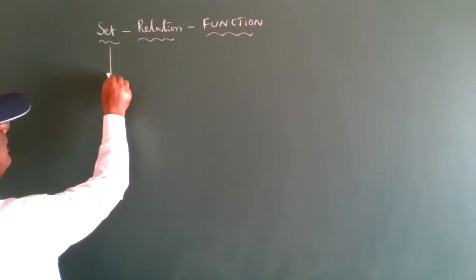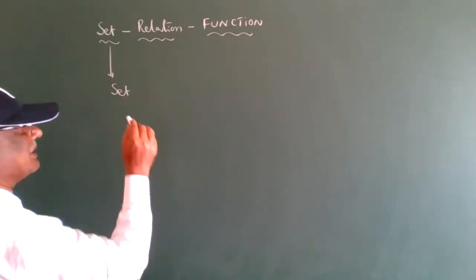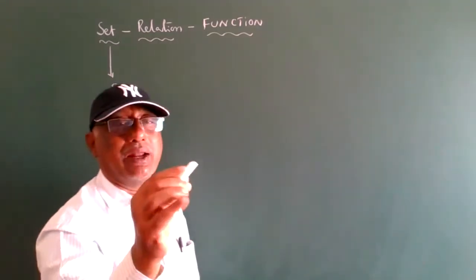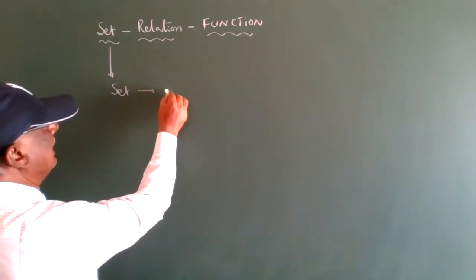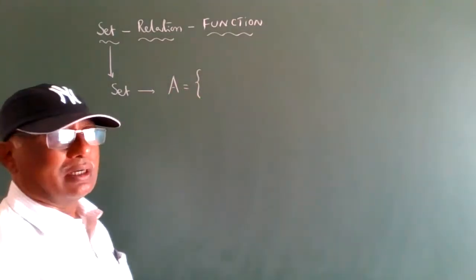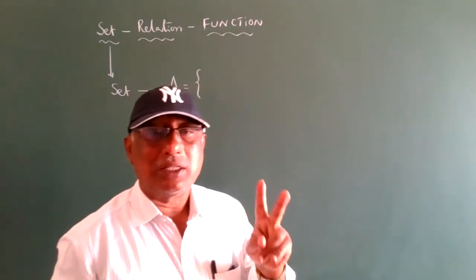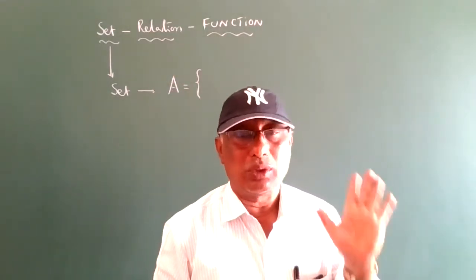So first I am taking this set. A set is a collection of well-defined objects. A set is represented by a capital letter. The symbol of a set is a capital letter. Sets are of two types. One is the set builder form, and one is the roster form.